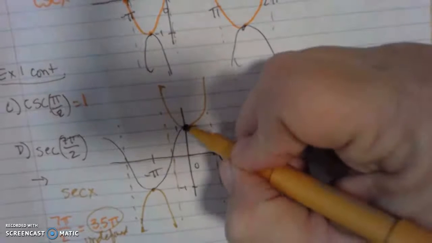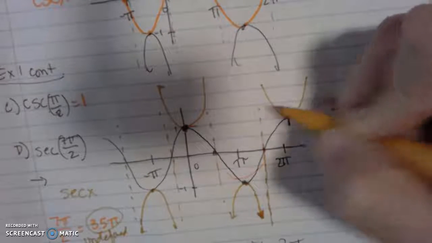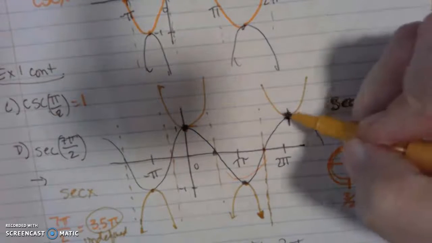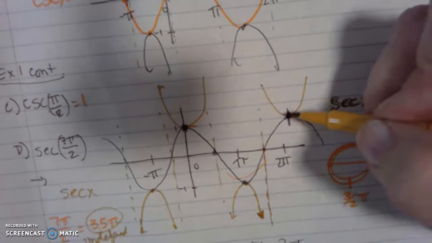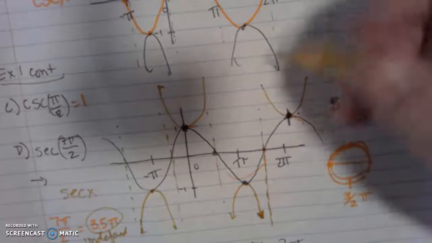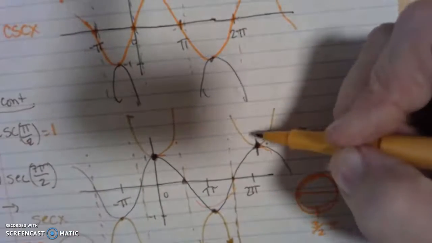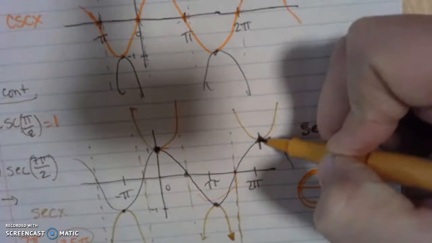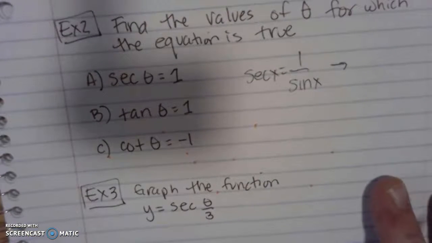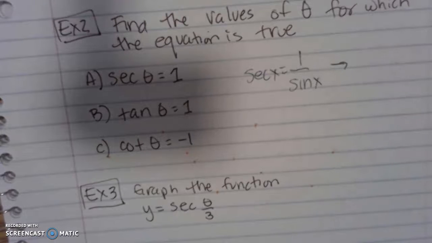Yes, it's equal to 1 at 0, but remember, when does it repeat? It's going to hit up here again. So every 2 pi, because at negative pi, it's negative 1. So we're going to go 0 plus 2 pi, plus another 2 pi is 4 pi, plus another 2 pi is 6 pi. So when we ask for when is secant theta equal to 1, think of when is 1 over sine equal to 1.